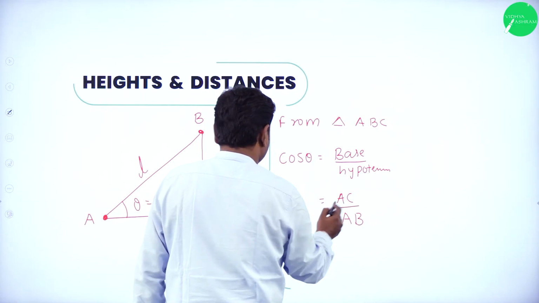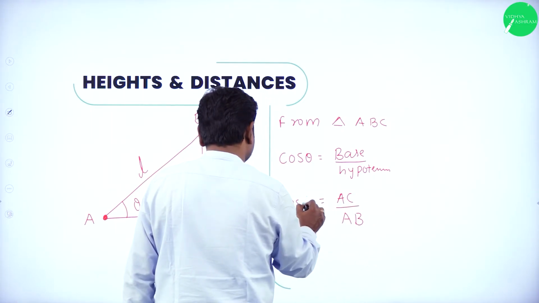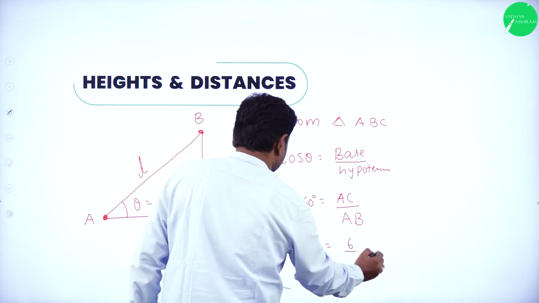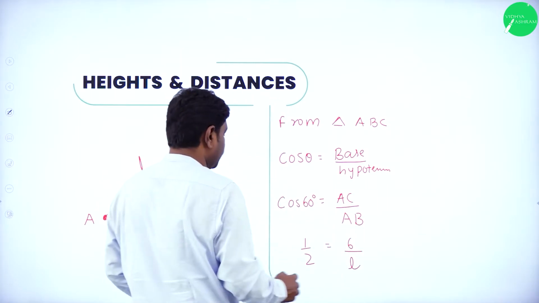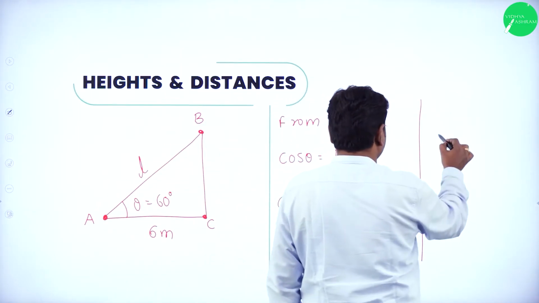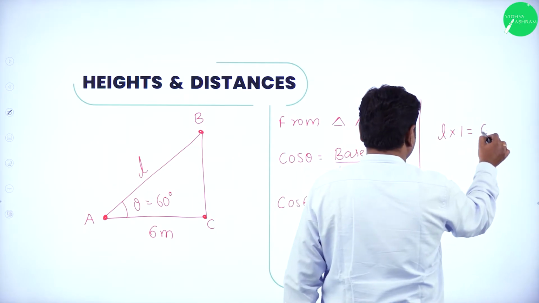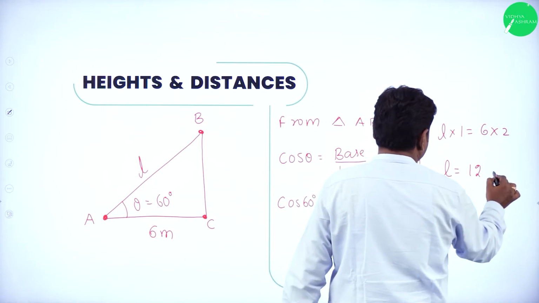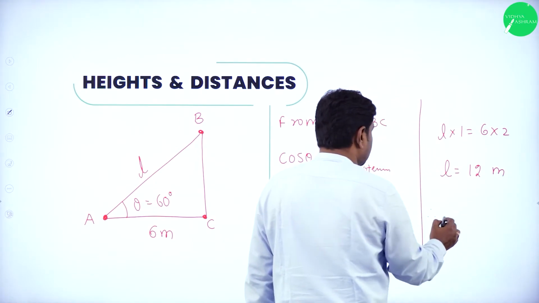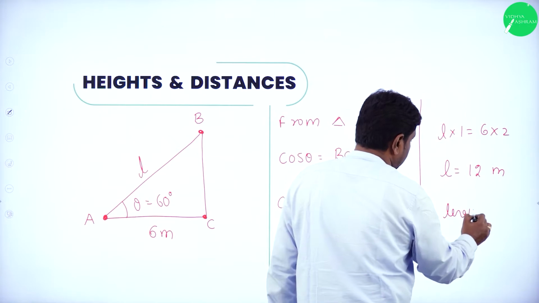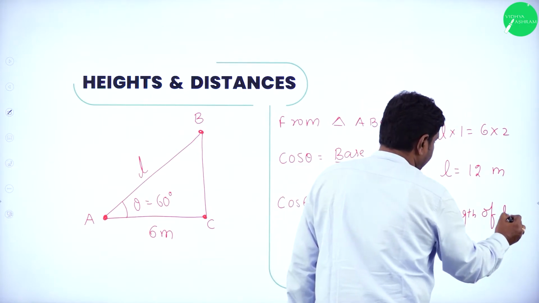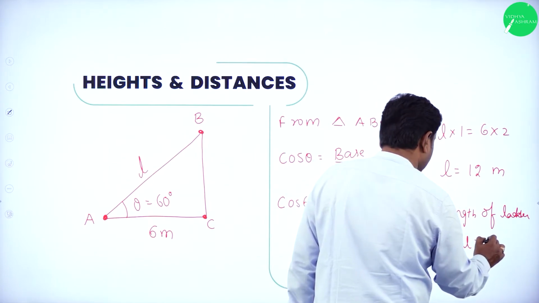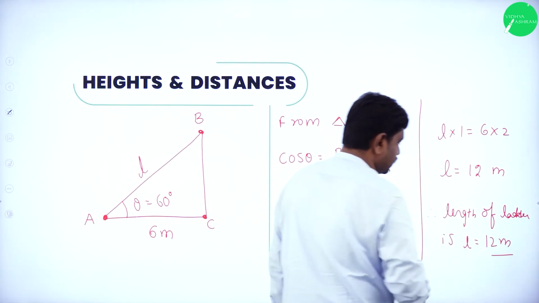So with cos theta, theta is 60 degrees. You know cos 60 is 1 by 2. AC is 6 meters. AB we assumed L. So cross multiply. L into 1 is equal to 6 into 2. So L is equal to 12. This is in meters, so this is also in meters. Therefore, the length of the ladder they want, we got it. Length of the ladder L is equal to 12 meters.